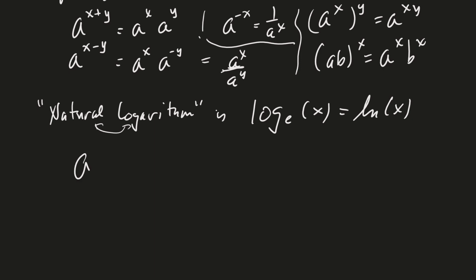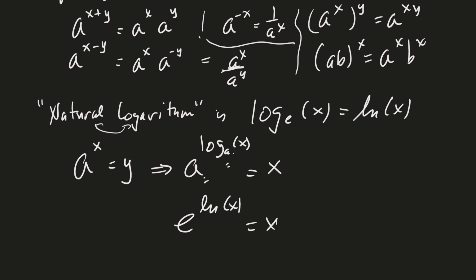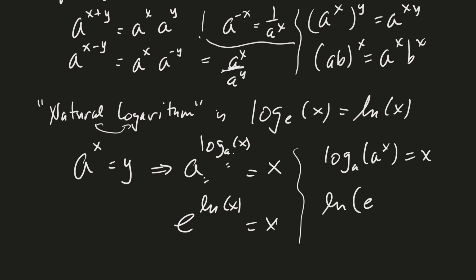Now, sorry about that. So we have a to the x equals y. So what happens if I replace x by log base a of x? Well, these are inverses of each other, and so this just turns out to be x. And so similarly, if I take e to the natural log of x, that is just going to be x, so that undoes the other version there. Similarly, log base a of a to the x is equal to x, or another way to say that is that the natural log of e to the x is x. Good.